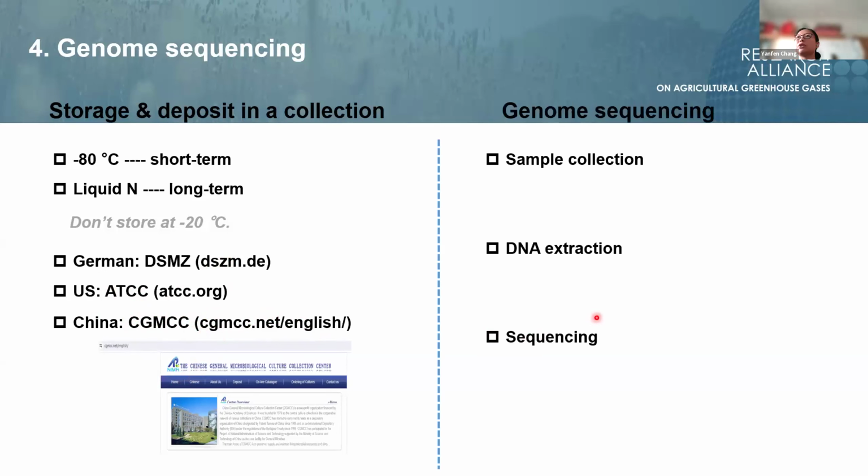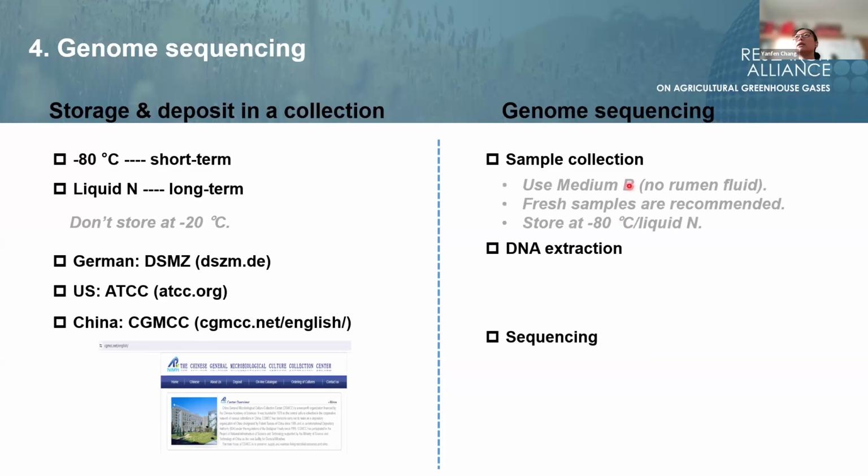And then for genome sequencing, we need to pay attention. The first one is sample collection. So if we want to do genome sequencing, we cannot use the open media, which includes rumen fluid. And we need to use medium B, and fresh samples are also recommended. And if you cannot extract DNA after you collect samples, you need to store them at -80 or in liquid nitrogen.